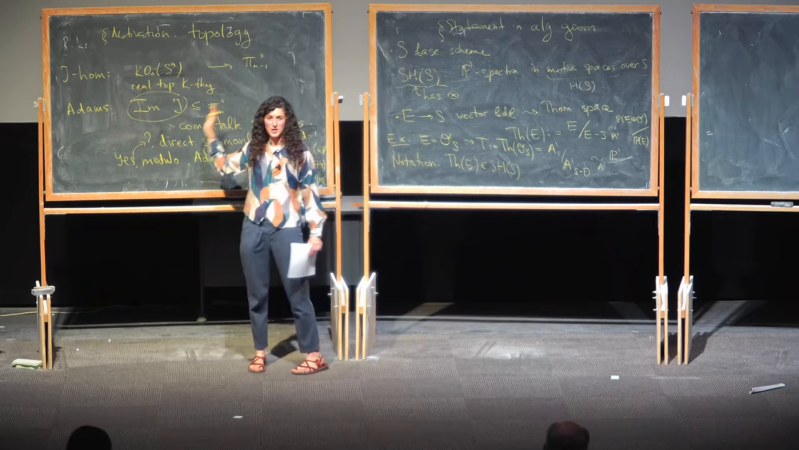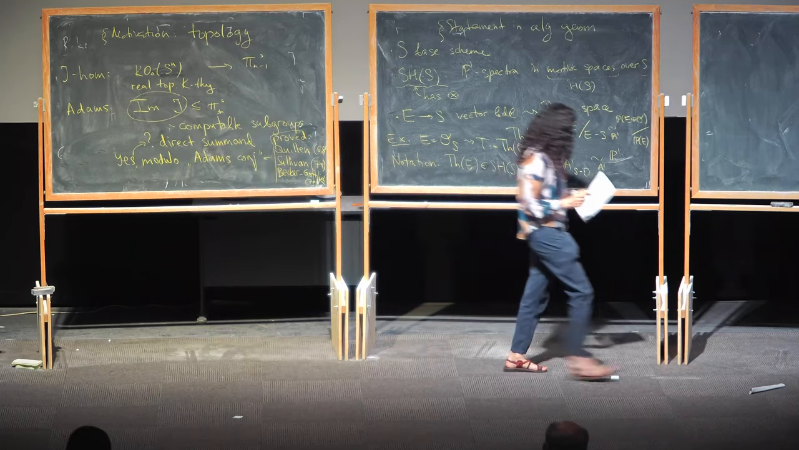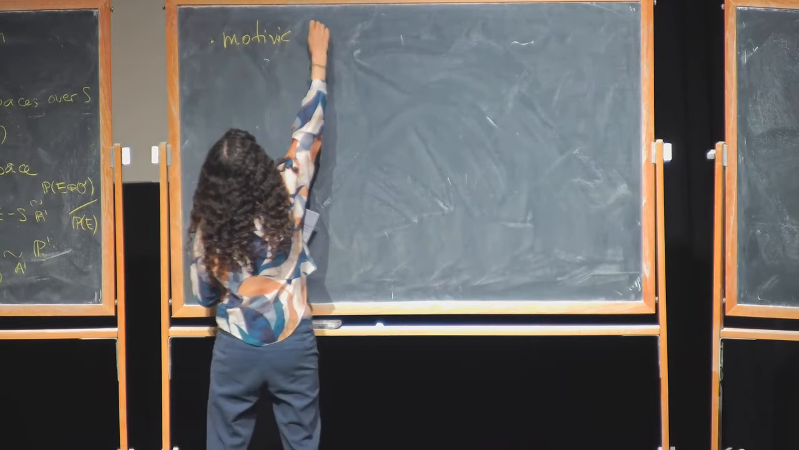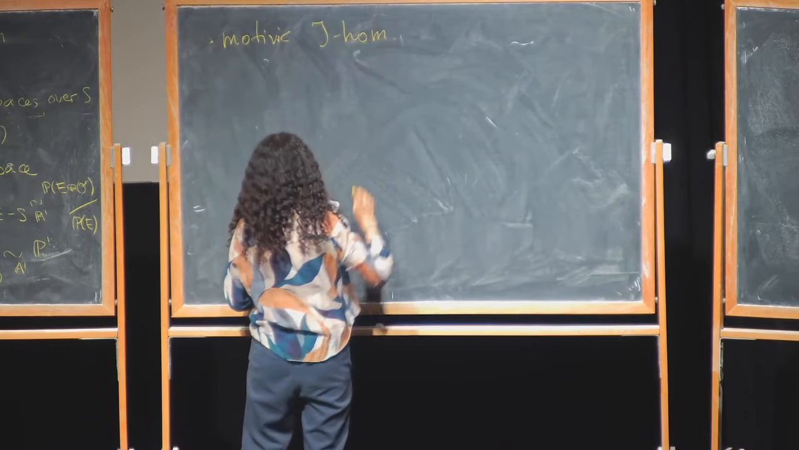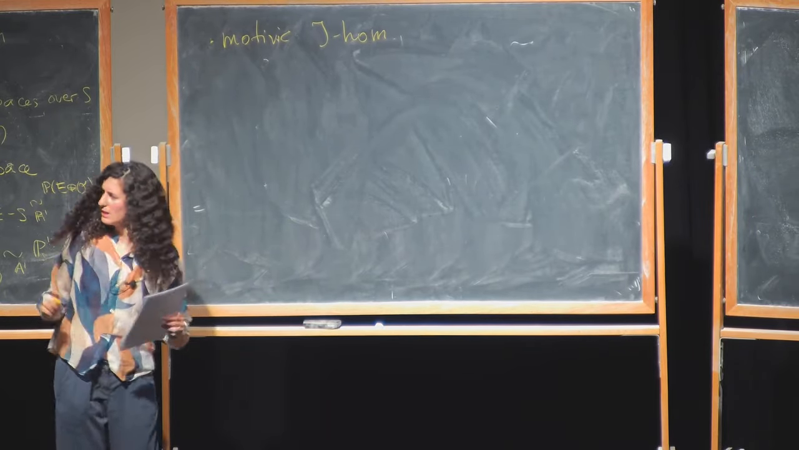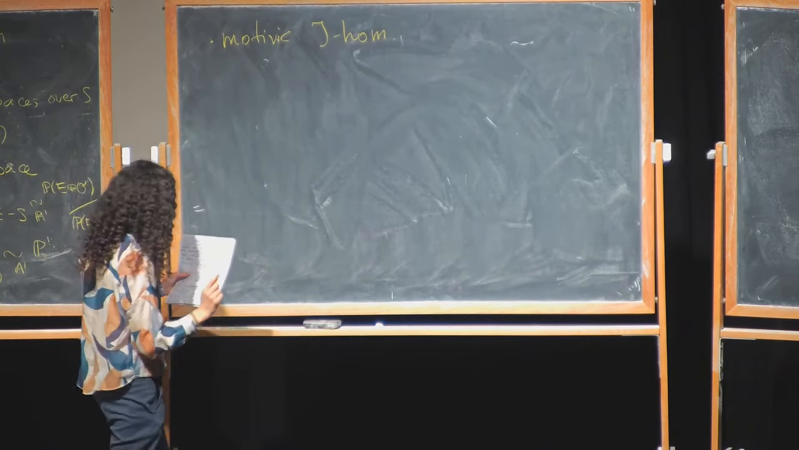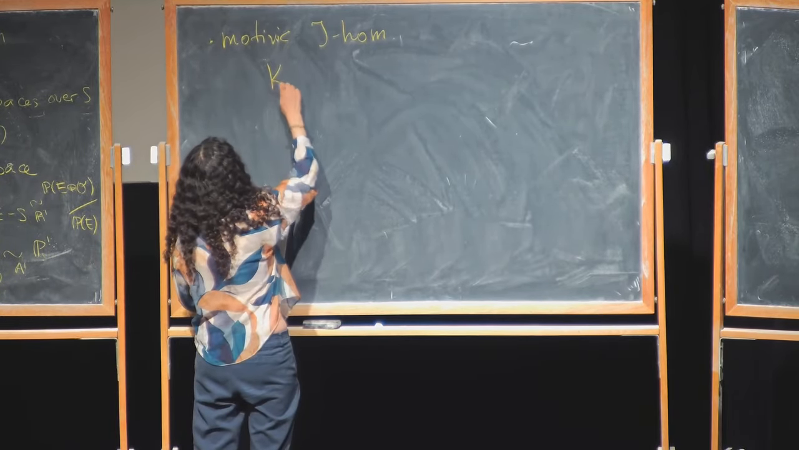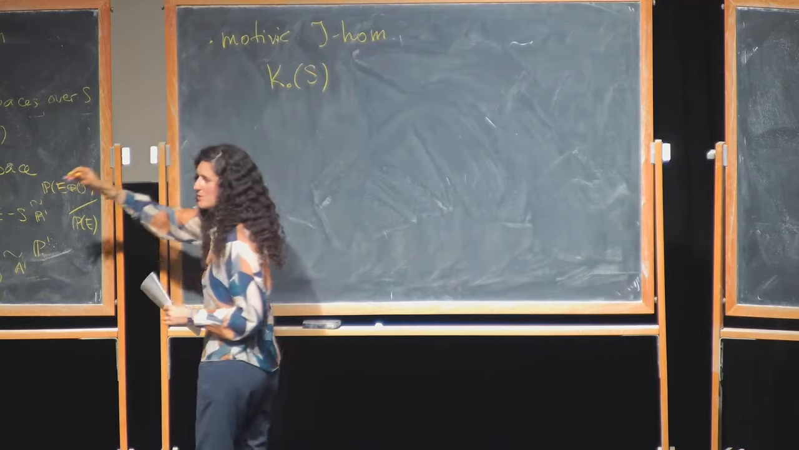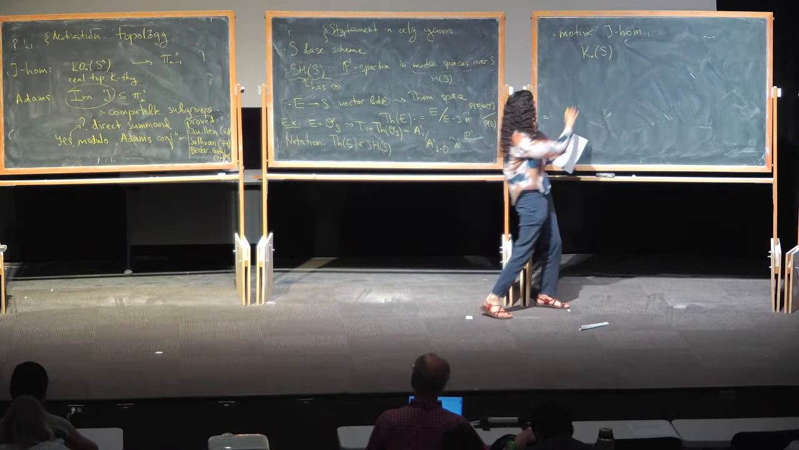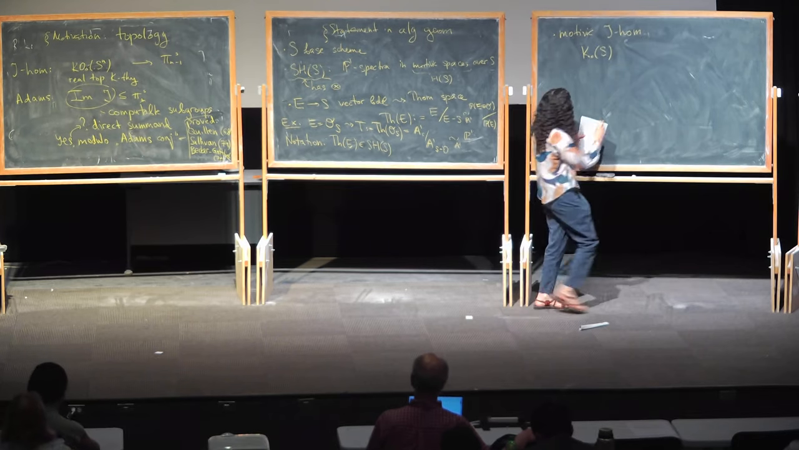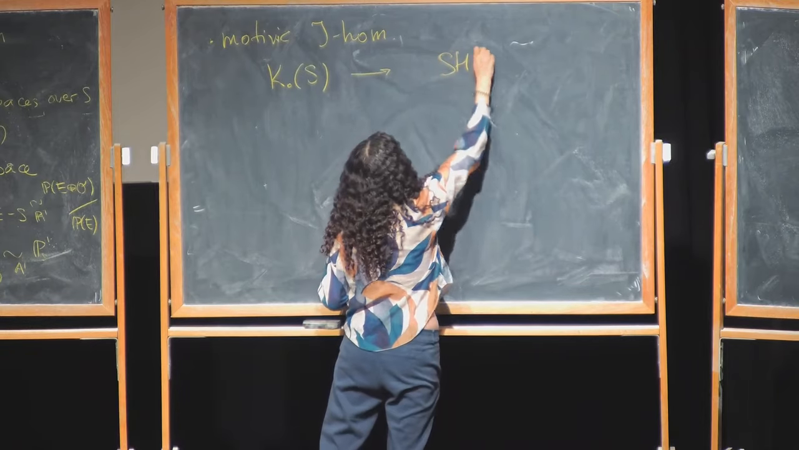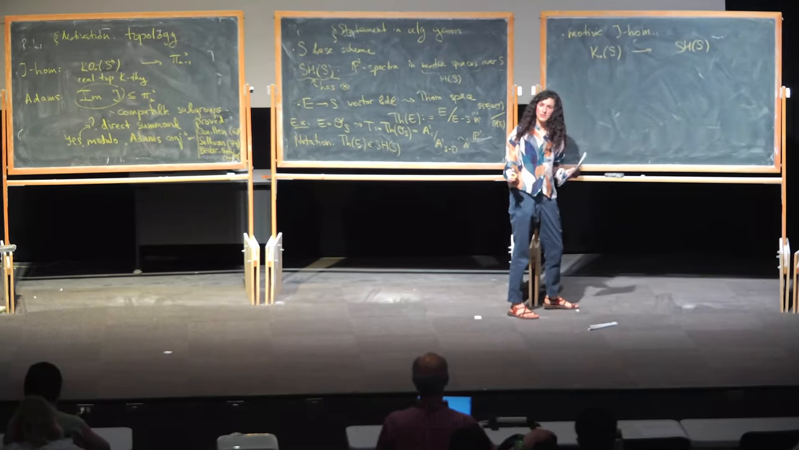analog of the J homomorphism in the algebro-geometric world. And so what we do is we define the motivic J homomorphism. It will look a bit different, so don't get scared just yet. Believe me that this is the right thing to do. So this will be a map from algebraic K-theory instead of topological K-theory, so from the group of vector bundles on S into something more scary. Let's say we'll start with mapping into SH. It's just a map that sends a vector bundle to its Thom space.